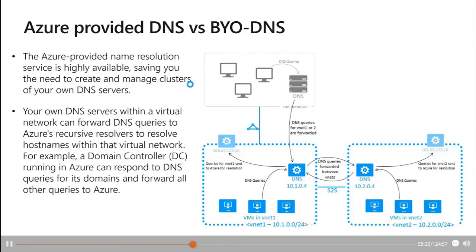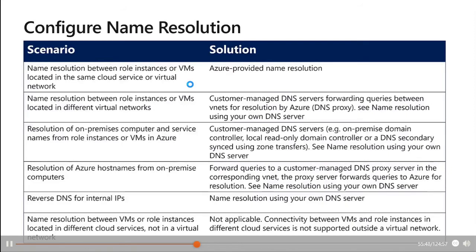As you can imagine, to be totally honest, I prefer to use Azure DNS, because I don't have any machines to manage. I tend to like that approach, because there is not that much business gain in managing your own DNS. It can't be just one machine, by the way. You have to have more than one machine so that you can have some kind of high availability. But basically, that's the idea. We can configure name resolution, some of the most common scenarios, and some of the solutions we can use, such as name resolution between role instances or virtual machines located in the same cloud service or virtual network.